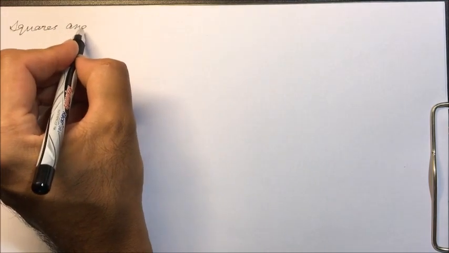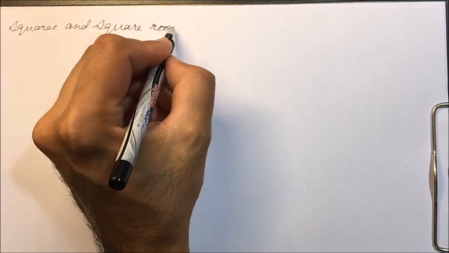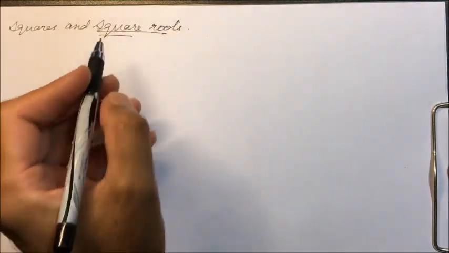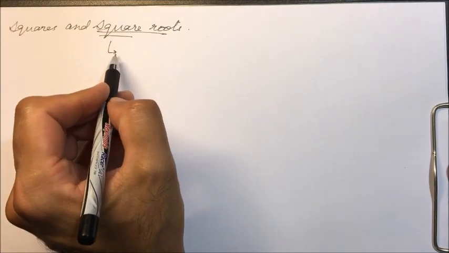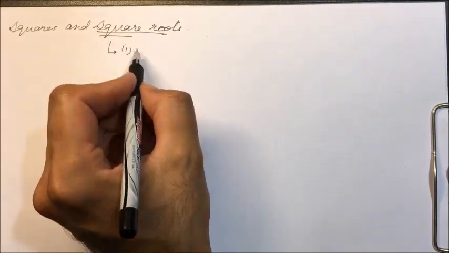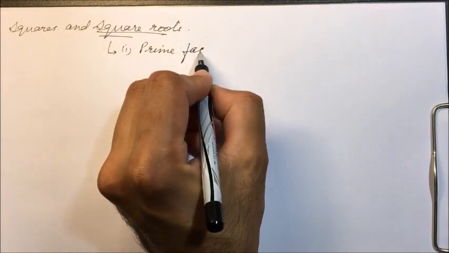Hello, we have been discussing squares and square roots. For the calculation of the square root there are two methods. The first one was by prime factorization.